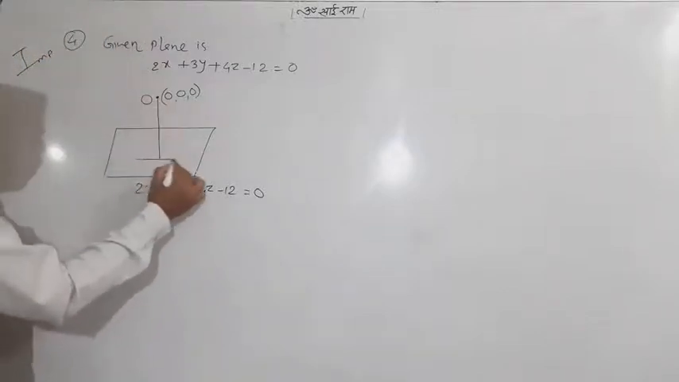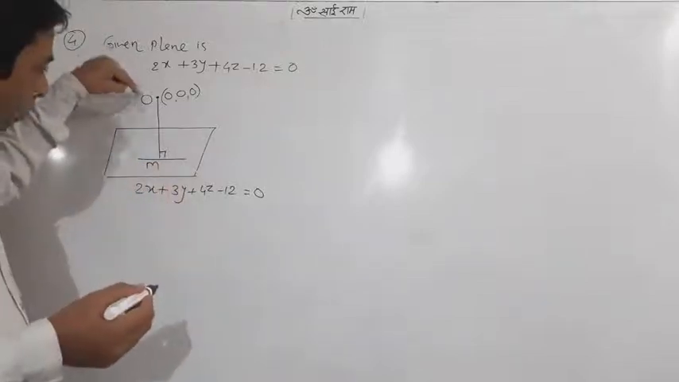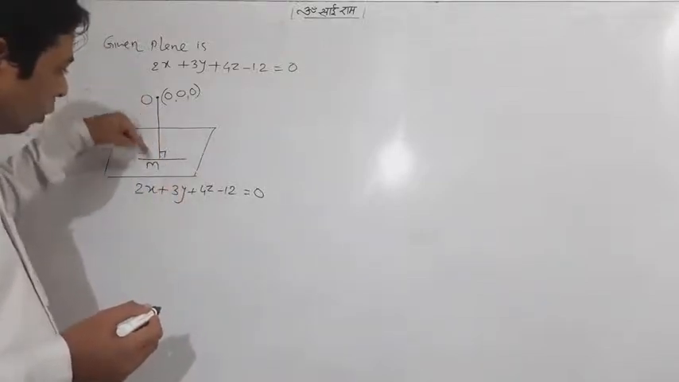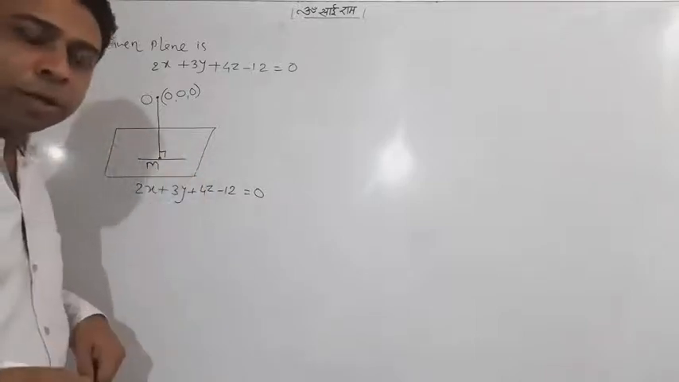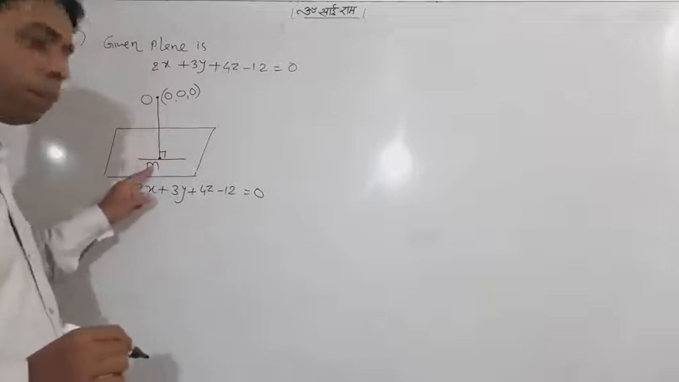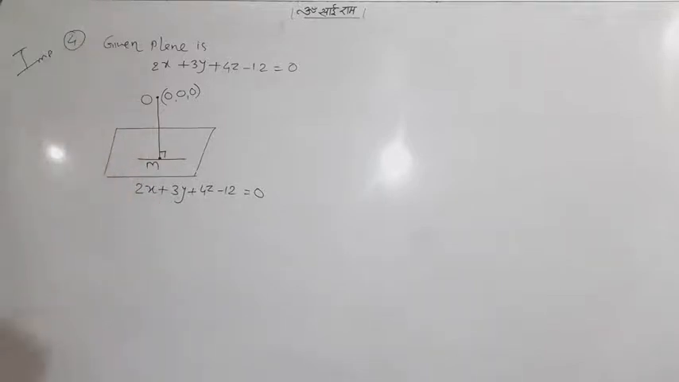What do we ask in the question? We ask that if this is a perpendicular drawn from the origin to the plane, this is the foot of perpendicular, and you have to find the coordinates of M. Again I say, if you are not getting this, I can explain.